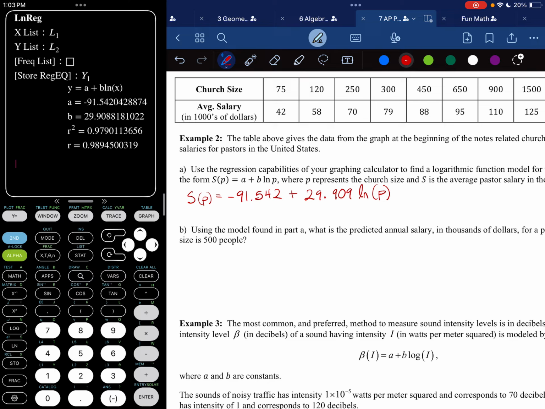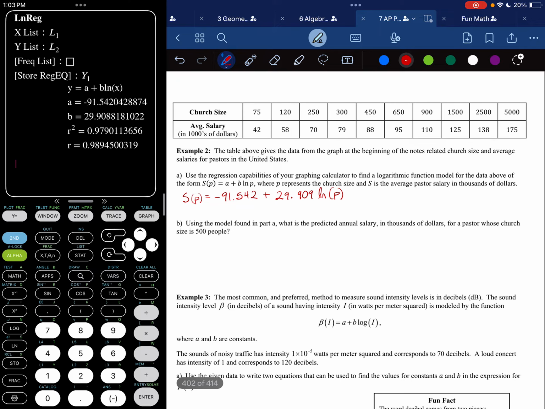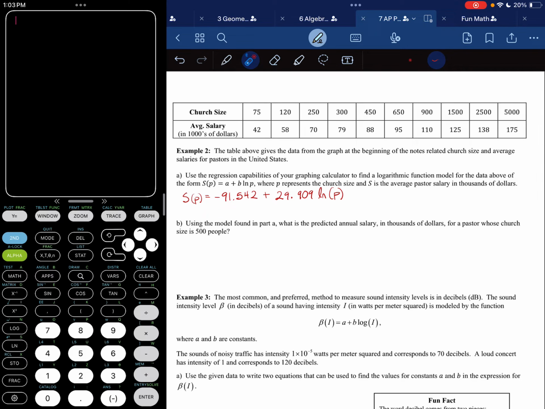Okay, so using the model found in part A, what is the predicted annual salary for a pastor whose church size is 500 people? So we know 500 people is about right here. I'm guessing that the answer is going to be about $90,000. So I'm going to say it's about 90. Let's test. So I'm going to go ahead and hit second mode to get out. Oh, I just hit clear. Sorry, we don't need any of that.